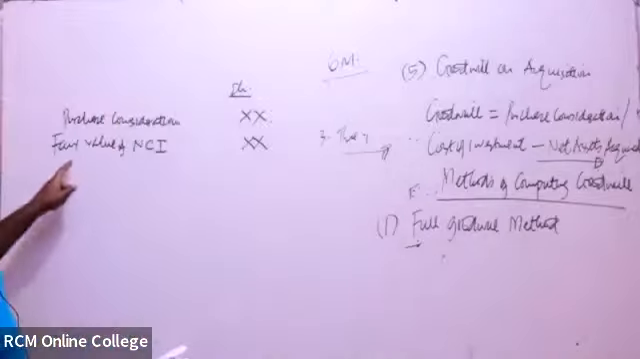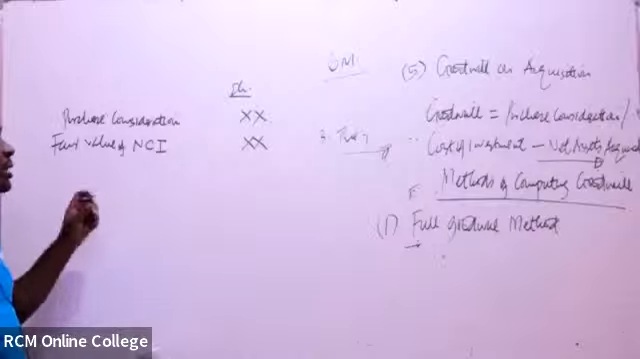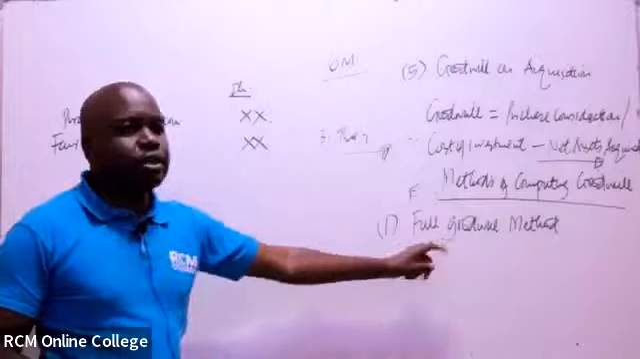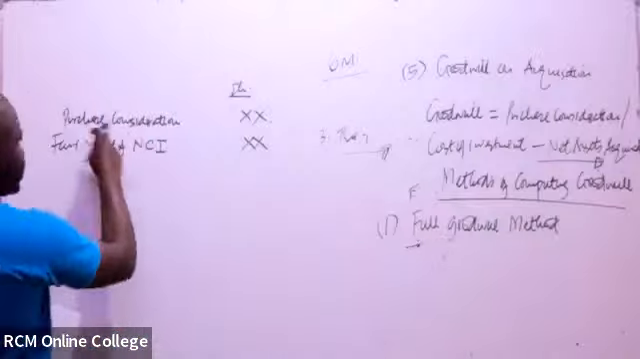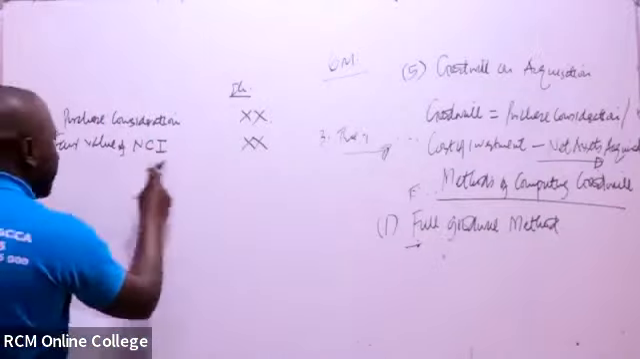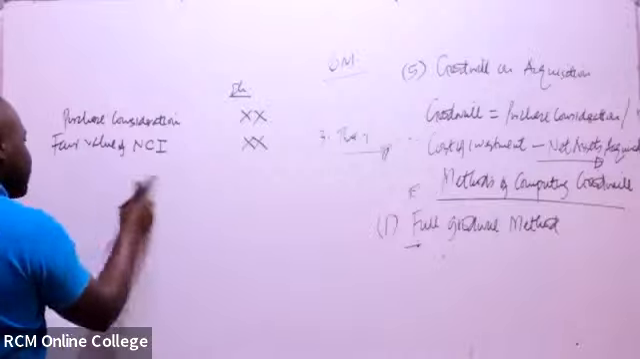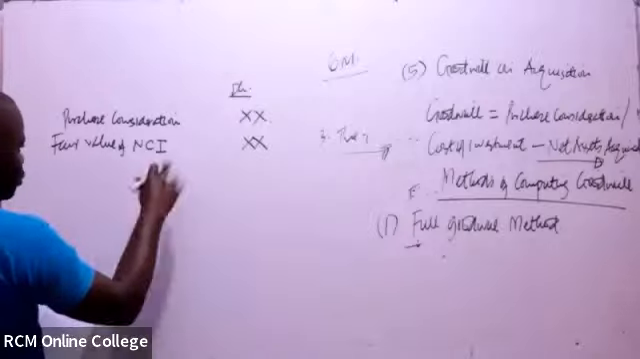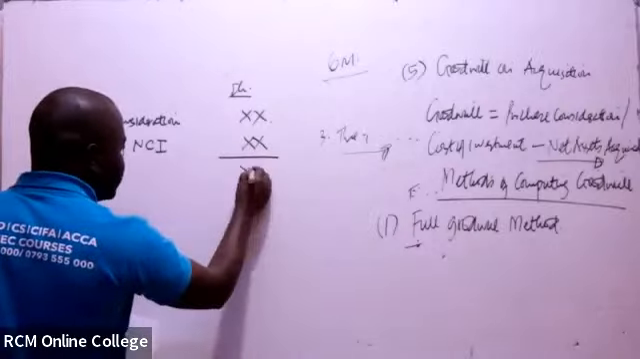You'll be told in the additional information by the examiner the fair value of the NCI. Don't think twice. Just know that in this case he wants you to use the full goodwill method. So you take that purchase consideration, you add on the fair value of the NCI, which you would have actually been given. You'll get a figure there.